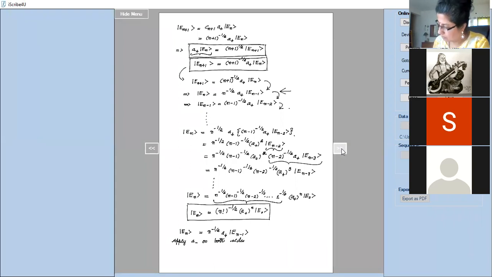So you will now get A minus En is equal to n to the power of minus half, which is anyway a number, so we are going to ignore it. We'll have A minus A plus En minus 1. This is what we get. So now let's just write it down.